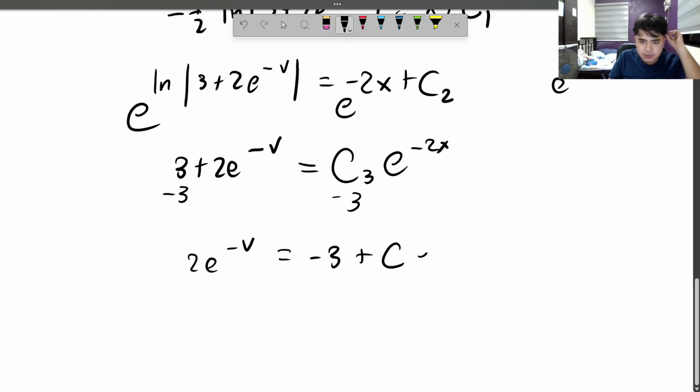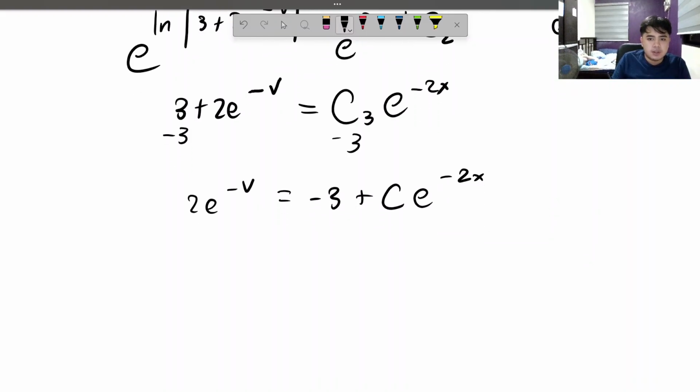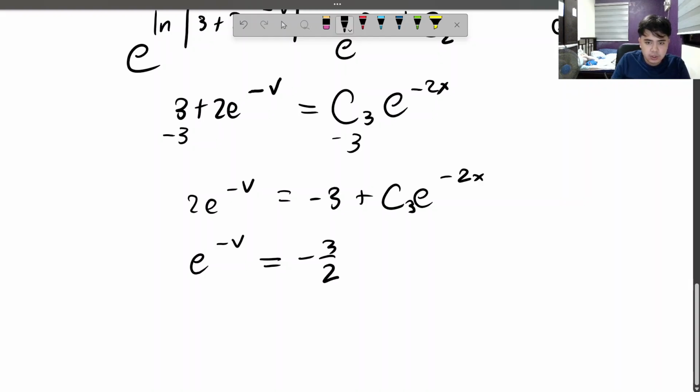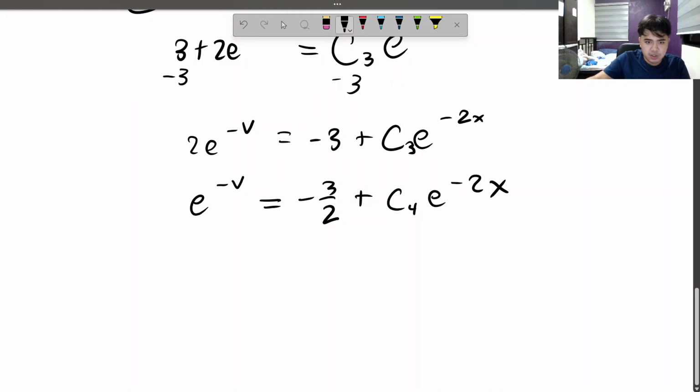Let's rearrange. Negative 2x. Okay. So we need to divide by 2. Something did come up. So this is c3. Just remember it's c3. So we need to divide again by 2. Yeah, we need to divide by 2. So we get e to the negative v equals negative 3 over 2 plus c4 e to the negative 2x. All right. And then a few more steps.